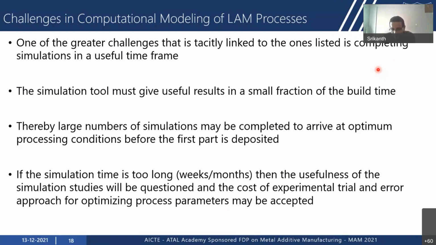But as I mentioned, the simulations are taking a large amount of time. And if the simulation time is too long, if they take weeks or months to run, then the usefulness of the simulation studies will be questioned, and the cost of the experimental trial and error approach for optimizing process parameters may be accepted. So the greatest challenge that one faces with increasing the usage of computational modeling for the AM process is completing the simulations in a useful time frame.